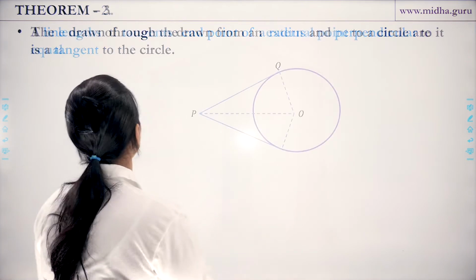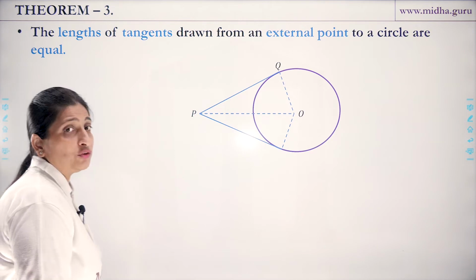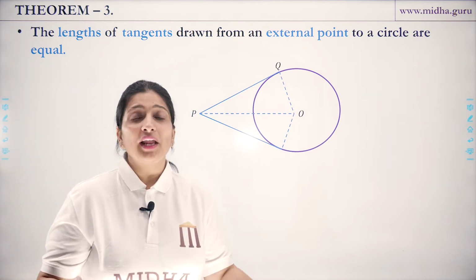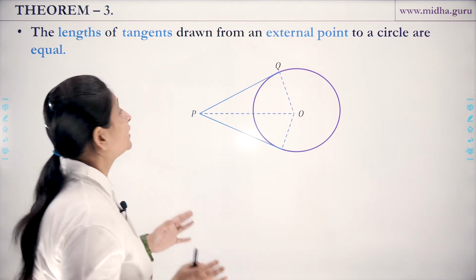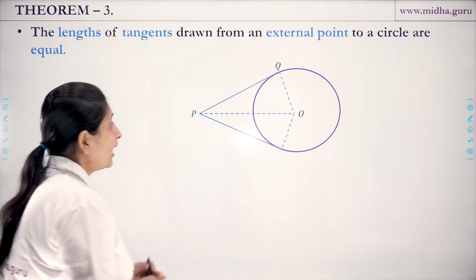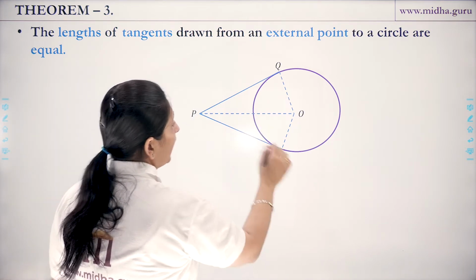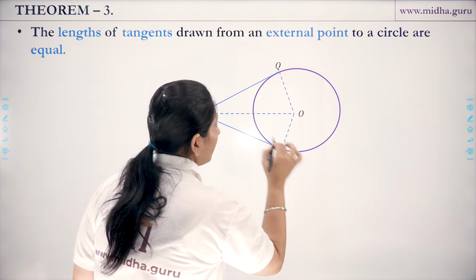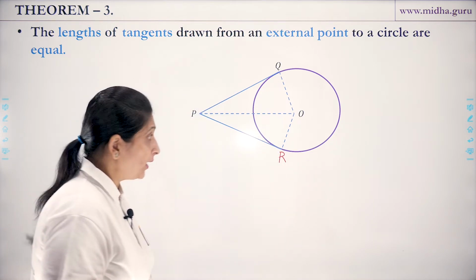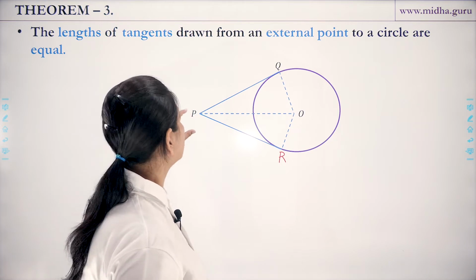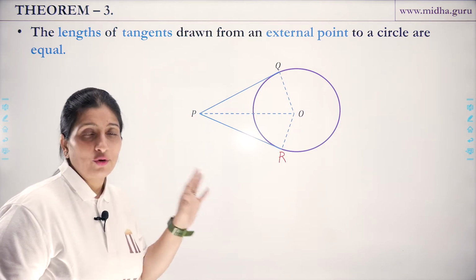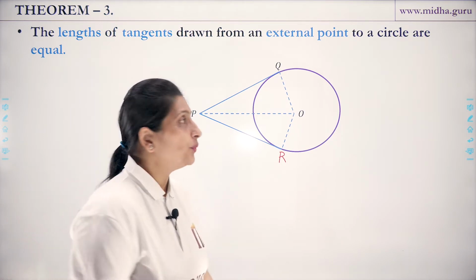Next theorem, theorem 3. The lengths of tangents drawn from an external point to a circle are equal. We have been given a point P. We have two tangents PQ and PR. We have to prove that the lengths of these two tangents are equal.